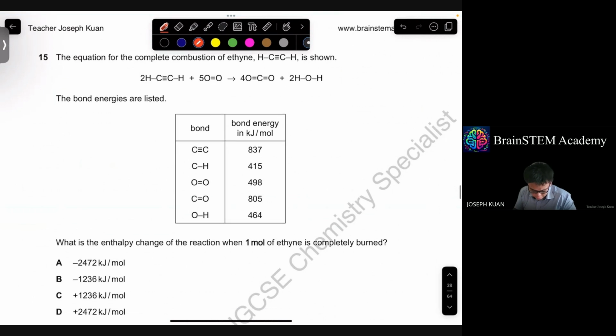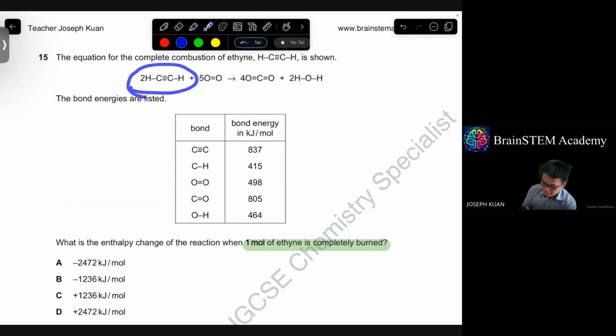Next, the equation for the complete combustion of ethylene is shown. The bond energies are listed. What is the enthalpy change of the reaction when 1 mole of ethylene is completely burnt? Oh, that means you have to be careful of this. Given that it's 2 moles of ethylene being burnt here, you will have to do the same, but instead do it for 1 mole. So we have to divide by 2 later. Please remember to divide by 2 later after you find your enthalpy change for 2 moles of ethylene being combusted.